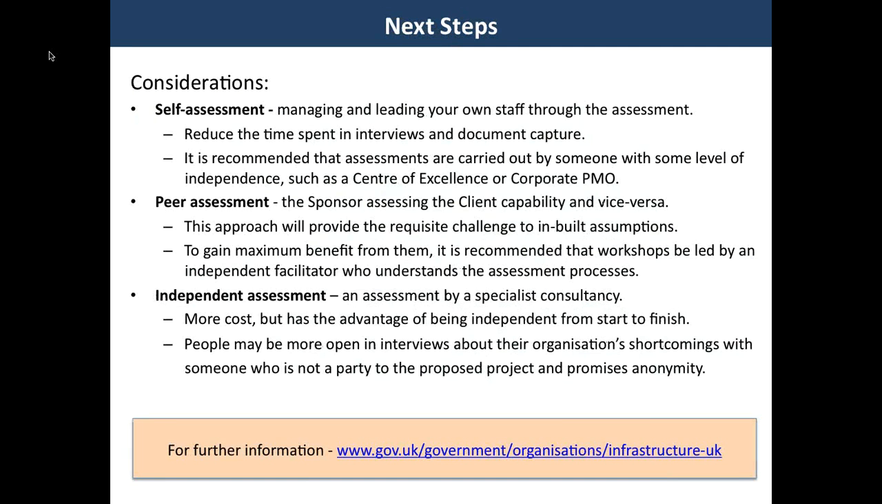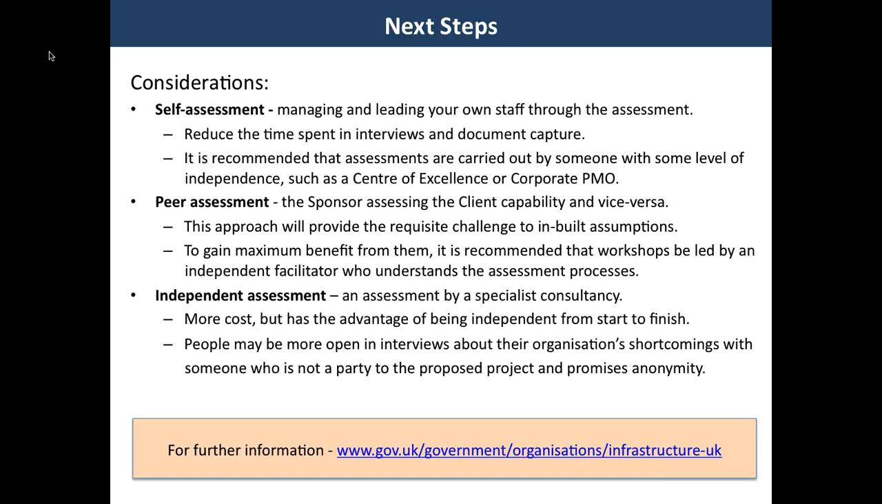And to close this out, some of the things that you need to consider in determining what approach to take in applying the route map at your organization include the extent to which you might need more in-depth analysis and challenge. For example, the route map can be a self-assessment where you are managing and leading your own staff through the assessment. This does reduce the time spent in interviews and the document capture, but it is recommended that the assessments are carried out by someone with some level of independence, such as a Center of Excellence or your corporate PMO.